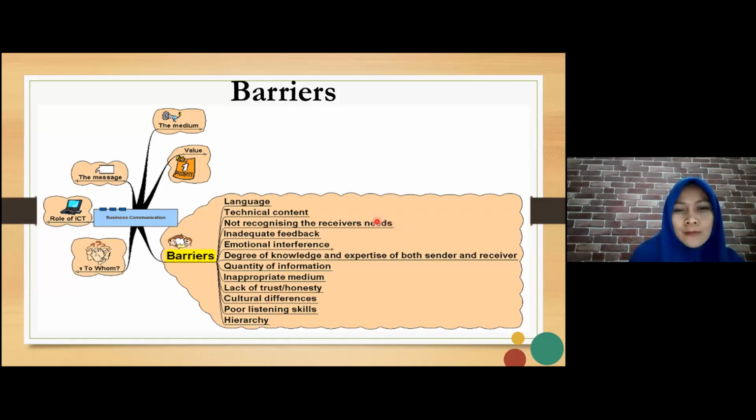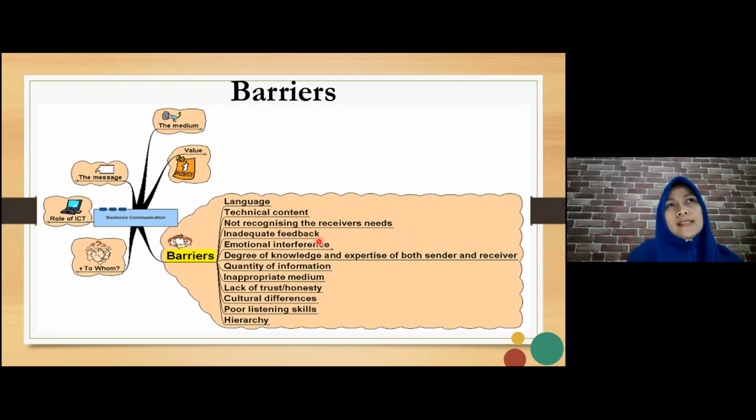Do you understand? So make sure to minimize this one, the receiver's need, whether your message is appropriate and relevant to the receiver's needs or not. Don't try to push others by sending him or her any kinds of information that is not appropriate to his or her needs. Okay. And then the fourth one is about inadequate feedback.